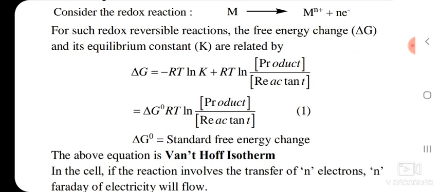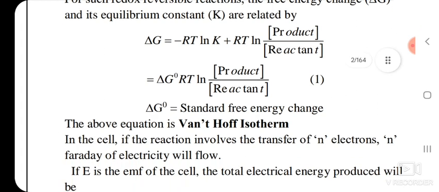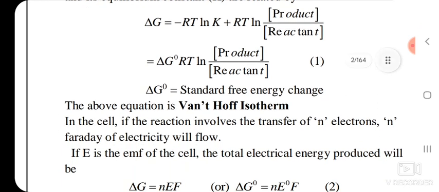We can further write this equation as delta G = delta G naught + RT ln (concentration of product / concentration of reactant), where delta G naught is the standard free energy change. The above equation is the Van't Hoff reaction isotherm.